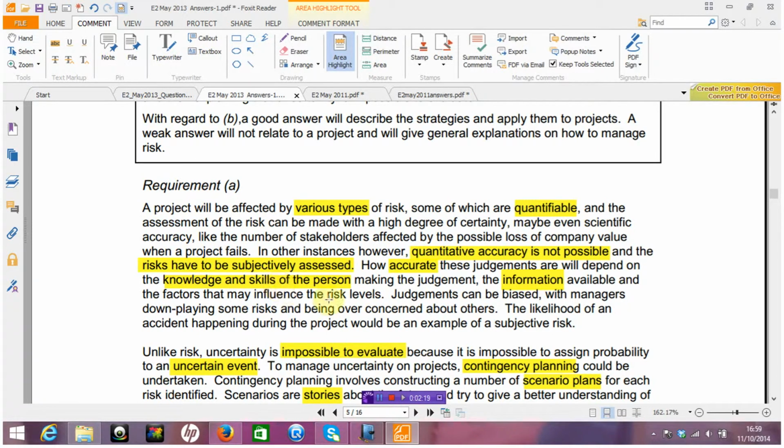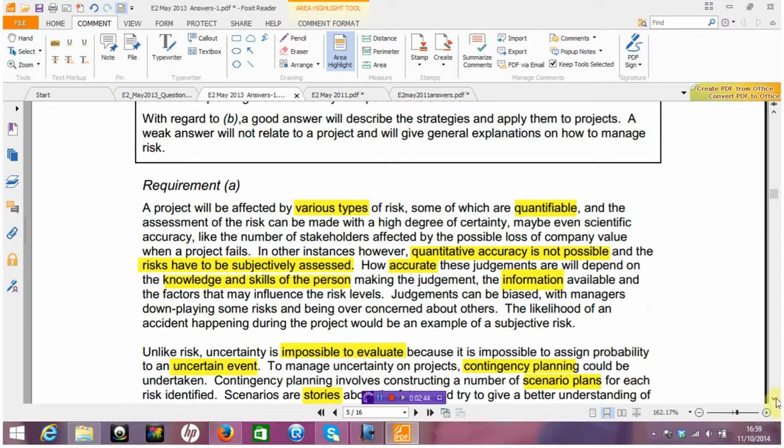A nice point to make here is that where we're subjectively assessing risk, it may well be that managers are biased in some way, shape or form. That's a little bit of a concern, but helpful to mention in terms of this overall definition. So really two sides, quantifiable versus non-quantifiable, and in the latter case we need some sort of assessment or judgment.